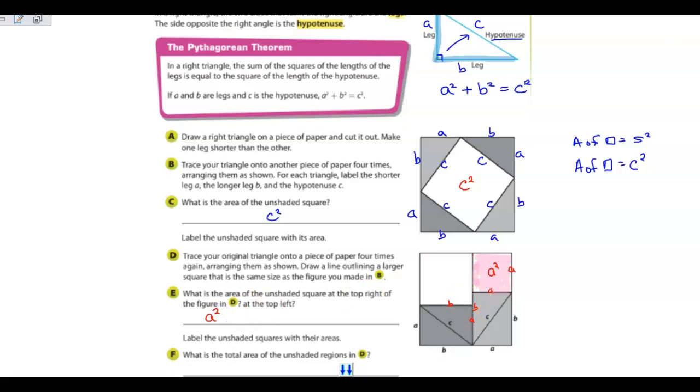In the upper left-hand corner, that would be this one. What is the area of this square? Well, we know it's B here, and this side here is also going to be B because we know it's a square. And so B times B is B squared. So what is the total area of the unshaded regions in D? Well, if we take a look at this, this would be AB, and this would be AB. This is A squared, this is B squared.